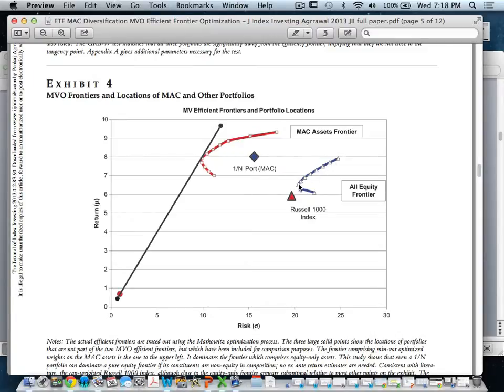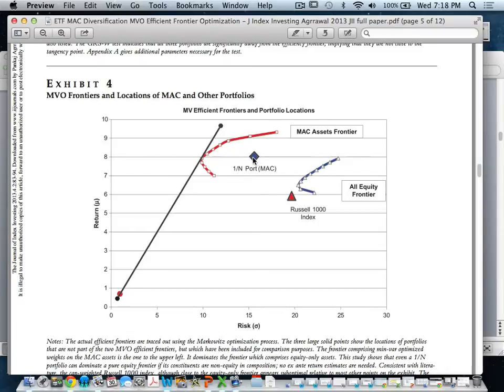They are bounded by this blue line here. This is an all equity frontier. Russell 1000, the top 1000 stocks, they're limited to this here. This is the MAC assets frontier, where you take different combinations of those 6 assets and you have this. And if you think about it, this actually dominates. It's called dominates actually. This is a total envelope of this.